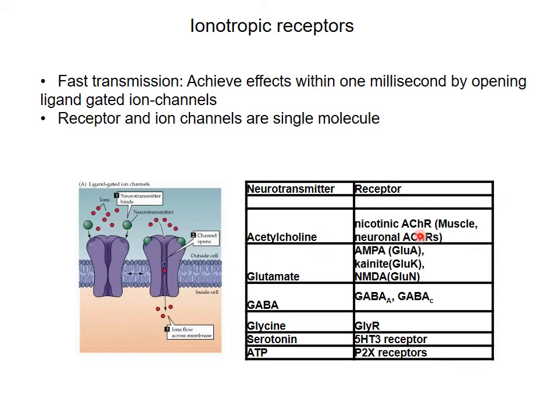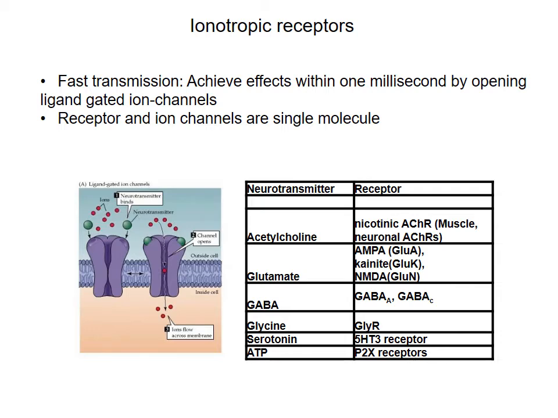And these are different neurotransmitters and their receptors. Acetylcholine is going to bind nicotinic acetylcholine receptors, and you know that there are muscle and neuronal varieties. Glutamate is going to bind 3 different types: AMPA, kainate, and NMDA receptors. GABA has 2 different types, A and B. Glycine, serotonin, the 5-HT3 receptor is an ionotropic receptor, and then purinergic receptors, which are of the P2X variety.